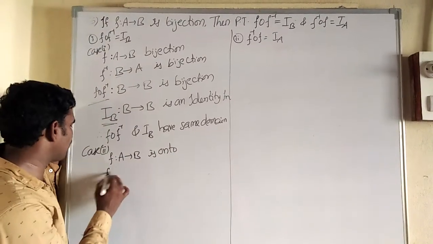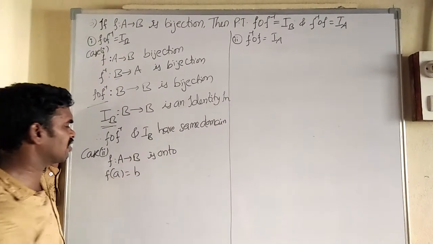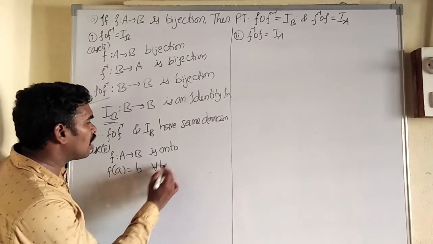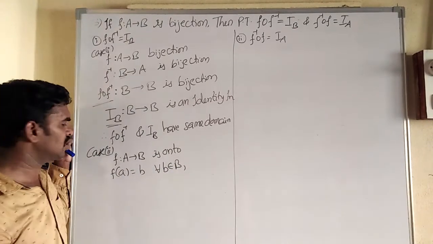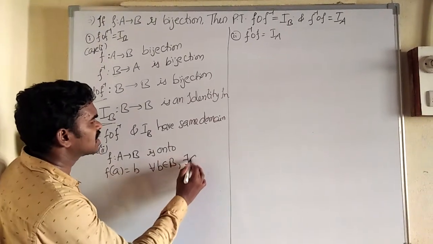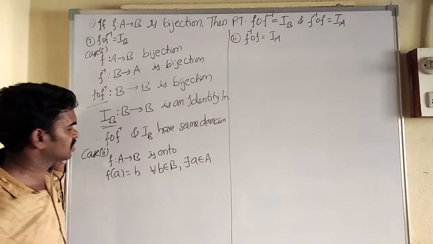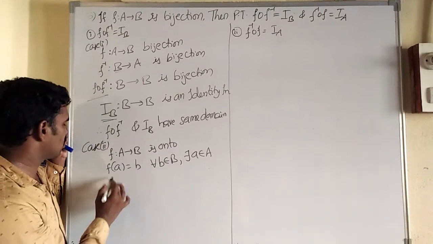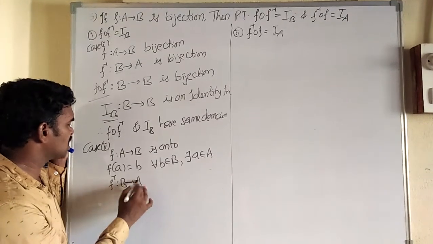From that I am taking F maps from A to B is onto. That implies F of small a equals what? Onto definition: for all b belongs to capital B, there exists a belongs to capital A such that F of a equals b. What is the second one? F inverse. So F inverse maps from B to A is onto.